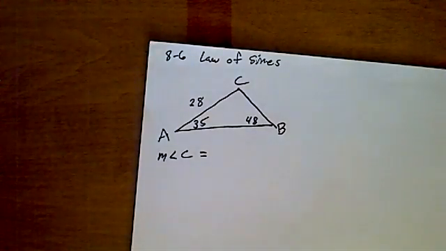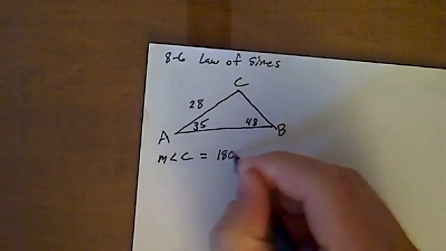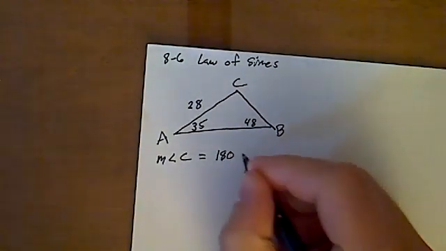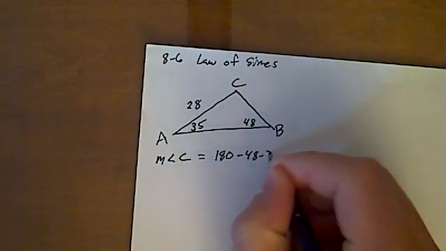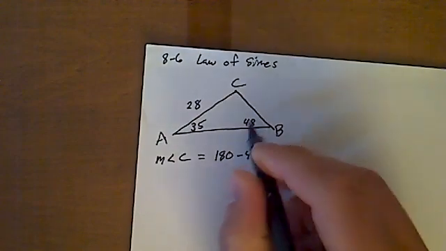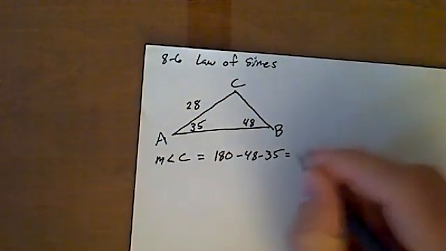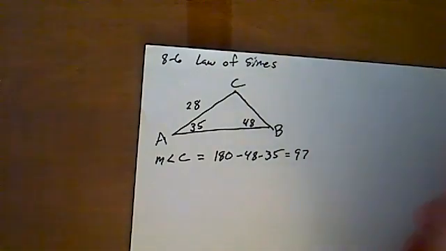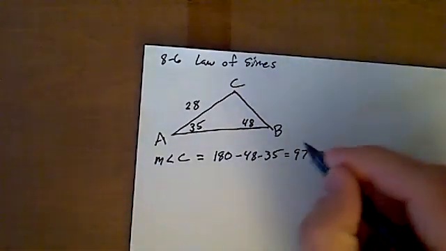The measure of angle C, well, the angle A plus B plus C is 180. So 180 minus 35 minus 48. All right, 180, the sum of the interior angles of a triangle, minus 48 minus 35, the two angles that we know, is 97. So the measure of angle C is 97 degrees.